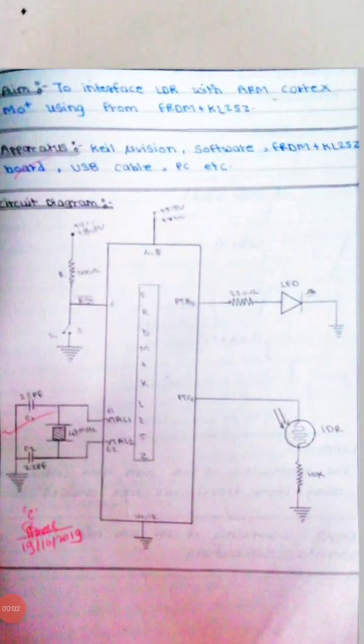The second practical for the ARM microcontroller is the interfacing of the LDR with ARM Cortex M0. The aim of the practical is to interface LDR with the ARM Cortex M0 using the FRDM KL25Z, whereas the apparatus is the Keil MicroVision software, FRDM KL25Z board, and USB cable. Now the circuit diagram.